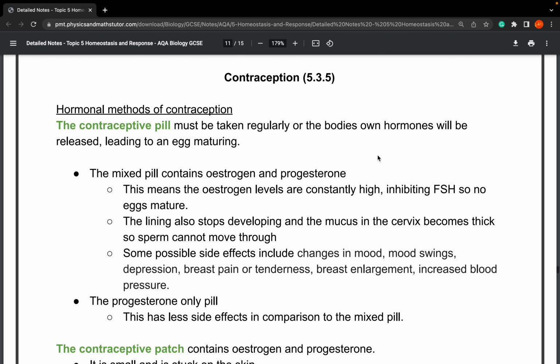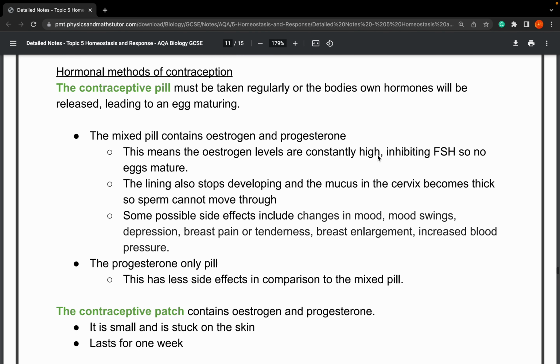Next is contraception. So, hormonal methods of contraception. Contraception is a method by which man and woman can have sex without producing children, to avoid children. The contraceptive pill must be taken regularly or the body's own hormone will be released, leading to egg maturation.